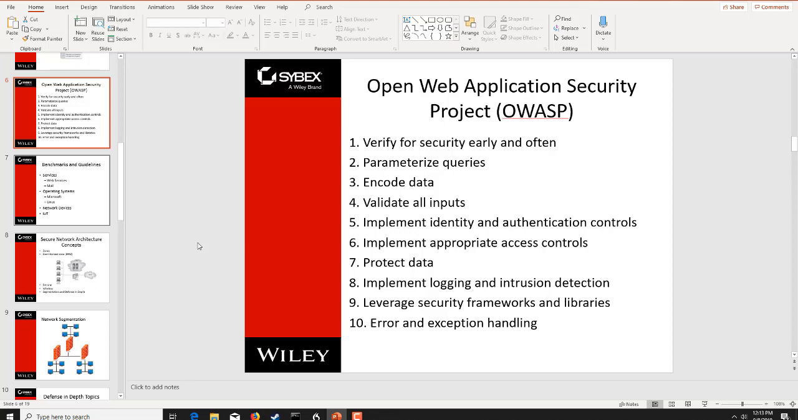Implement identity and authentication controls. Authentication is a huge problem on websites. Protection of data, both in transit and at rest. Implementation of logging and intrusion detection and prevention. Leveraging of security frameworks and libraries. And how do you handle error exceptions? That's a big issue with how OWASP operates.